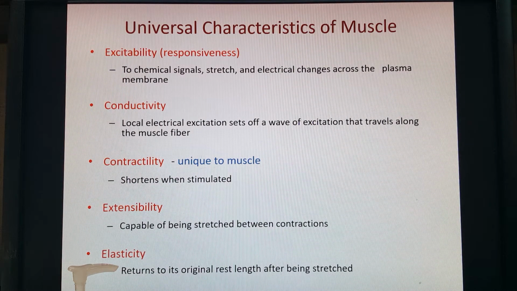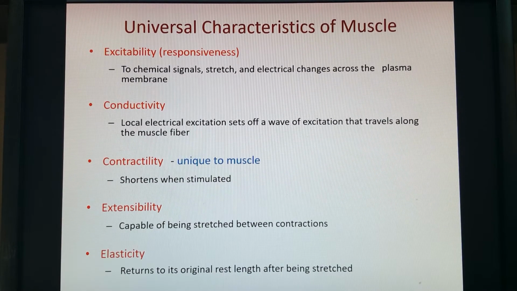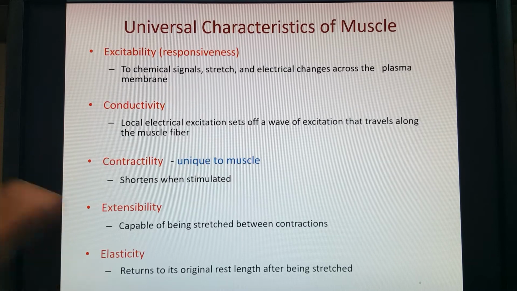So one thing about muscles that I want to at least cover is that they're contractile, which is unique, so they're able to shorten once they're stimulated. Then after they contract, they are able to return back to their original resting length. So they'll shorten and then they'll go back to their original length.